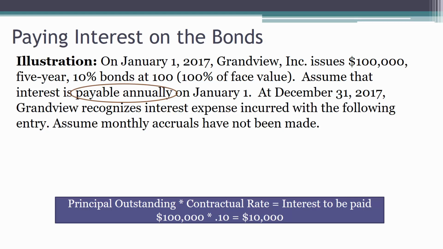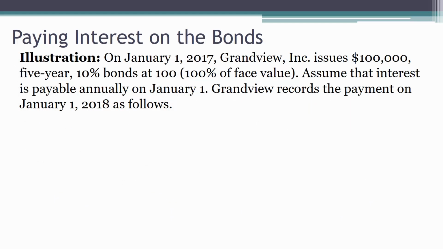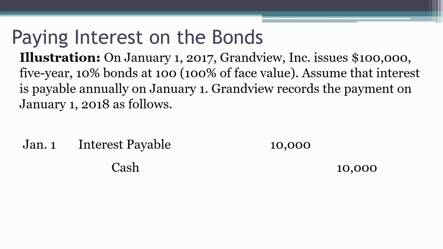Okay, and so now it's December 31, so we're accruing the interest here at the end of the year. So we're going to debit interest expense and credit interest payable. And now on January 1, they're actually going to make that payment. They're going to pay the interest to the bondholders. So we're going to debit interest payable and credit cash for that payment. And so now we've gone through the basic entries for issuing bonds.